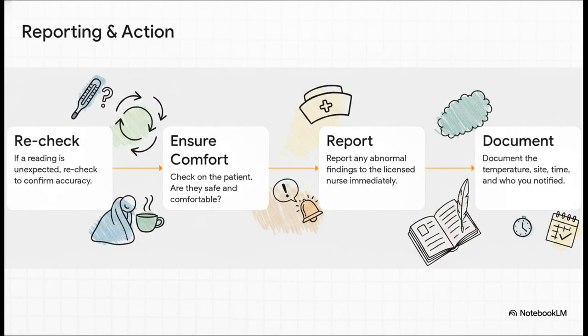Okay, here's your 4-step action plan. Step 1, if the number seems weird, take it again. Step 2, look at your patient. How are they doing? Make sure they're safe and comfortable. Step 3, and this is the big one, tell the nurse. Immediately. Go find the nurse right away. And finally, step 4, document it. If you don't write it down, it didn't happen.